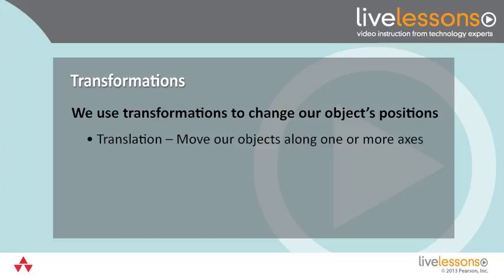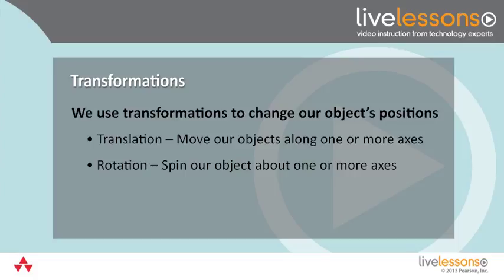So if I were to move it to the left, I could say that I translated it in the negative x-axis. If I moved it up, I translated it in the positive y-axis. I can translate objects along more than one axis at a time, but translation is basically moving its position along these axes. The second transformation we have is rotation.